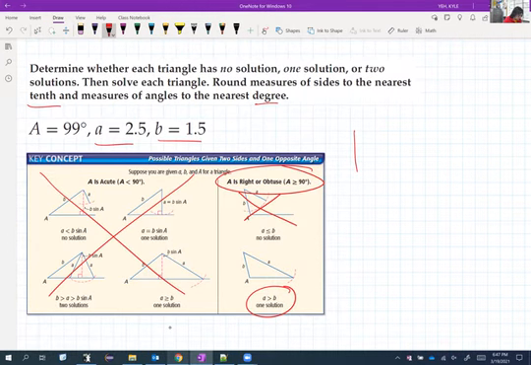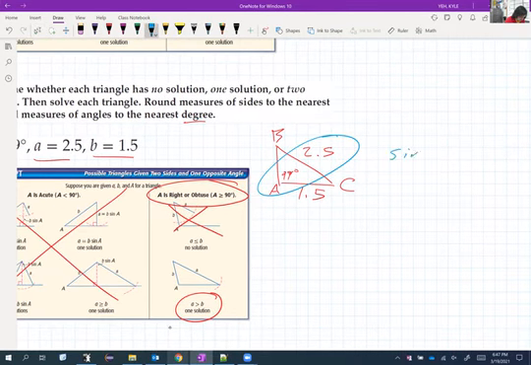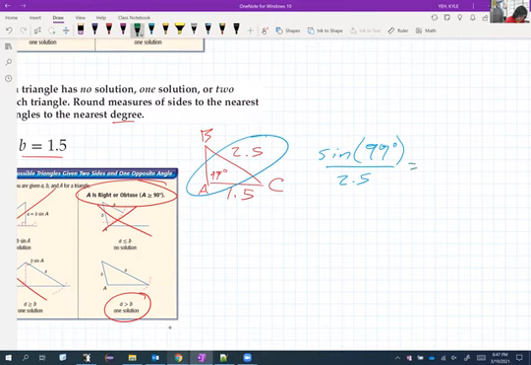Using law of sines. I'm going to say that this is 99 degrees. I tried to draw it a little bit more than a right angle. So that's angle A, which means side length A is across from it, 2.5. I'm going to call B this one. I don't know if that's going to be to scale. And I don't know what C is. So I need to solve the triangle again. But look, notice we have a perfect pair. And so I can set it up and go sine 99 degrees over 2.5 is equal to sine of angle B over 1.5.